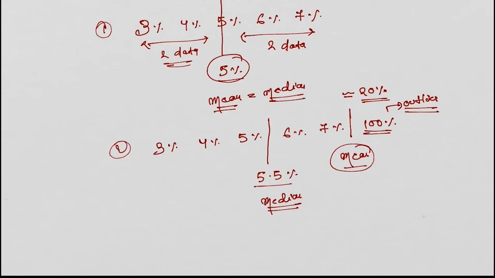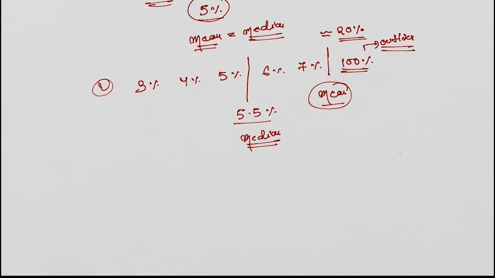The mean has been pulled toward the outlier. The median has changed, but the median value did not change because of the outlier. Median change hua hai, lekin median ki jo value hai, wo outlier ke karan change nahi hui hai. But the mean value has changed because of the outlier. Now, this is a right skewed data, or a positive skewed data.